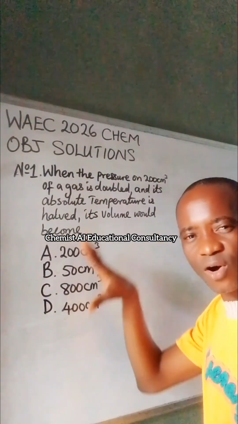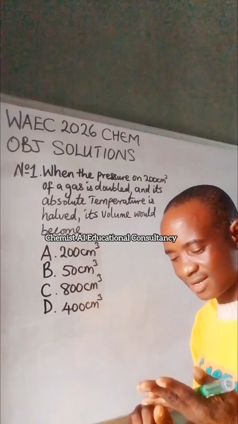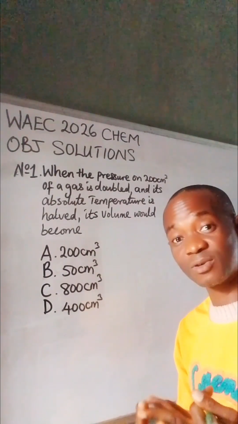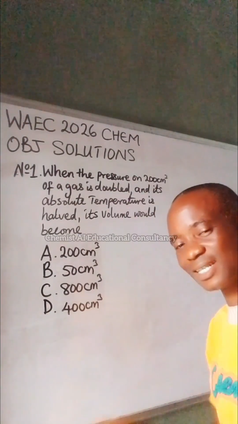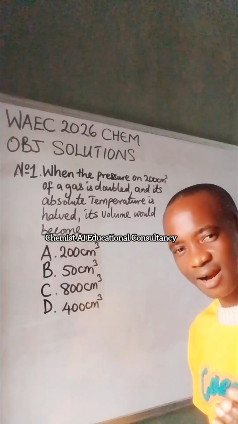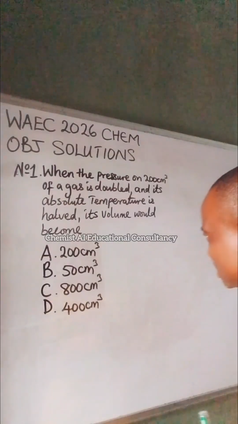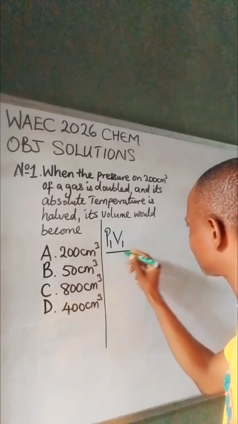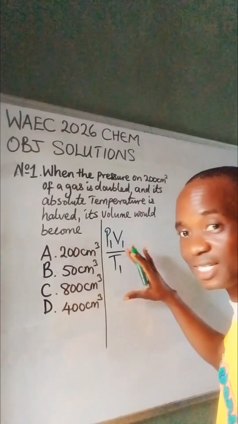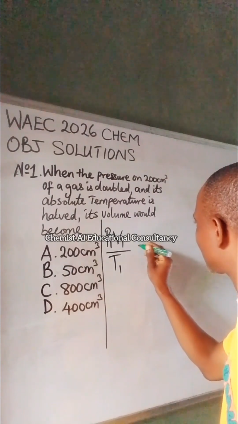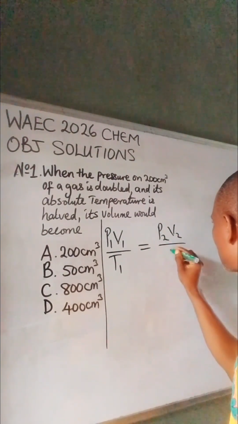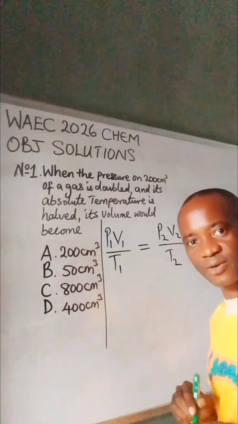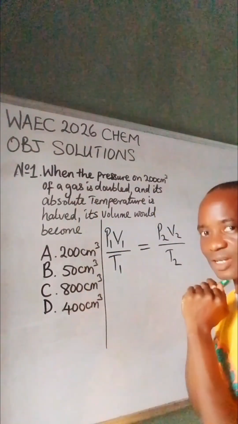Since the question involves the three parameters, pressure, volume, and absolute temperature, you recall the gas law that involves the three, and that is the general gas law, which states that P1V1 over T1, these are the initial conditions, equals P2V2 over T2, final conditions. Now you come back to the question.